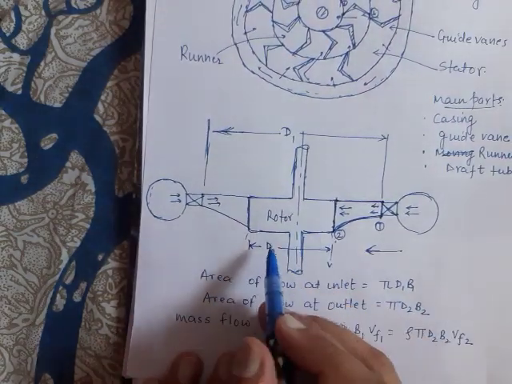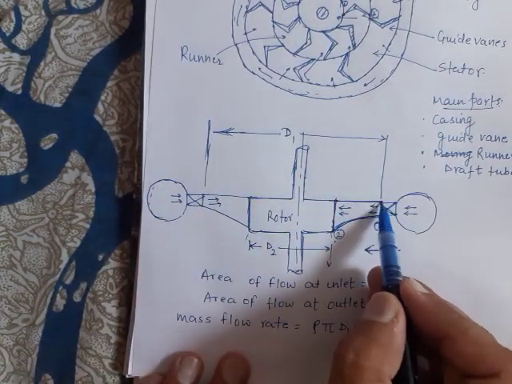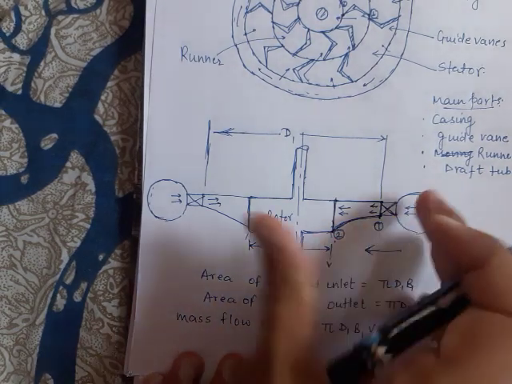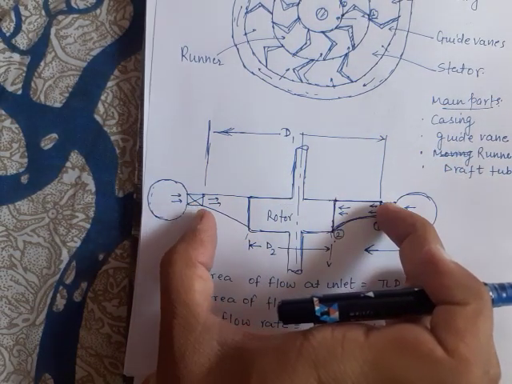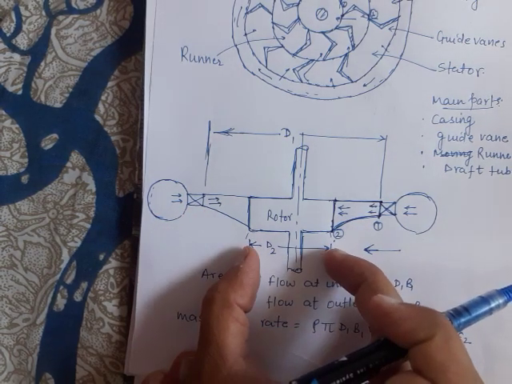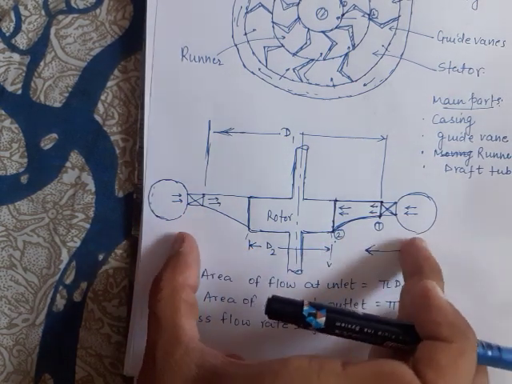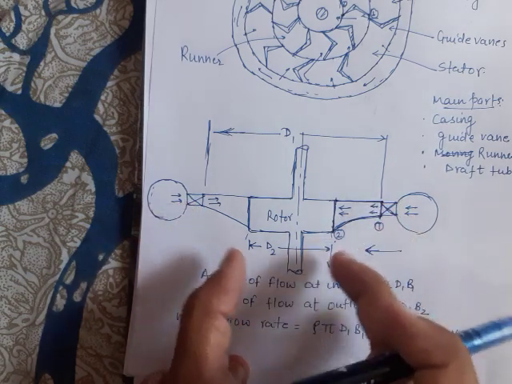D1 is the diameter of the runner at inlet and D2 is the diameter of the runner at exit. Since this is an inward flow reaction turbine, or radial inward flow turbine, D1 is more than D2.